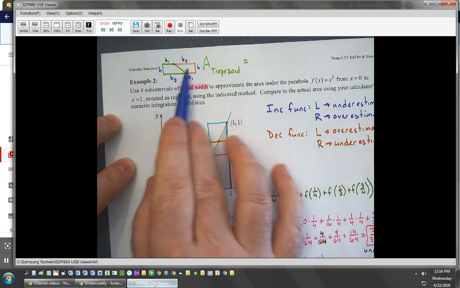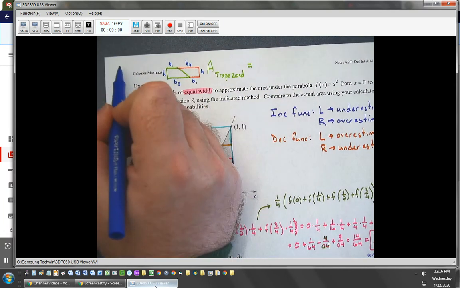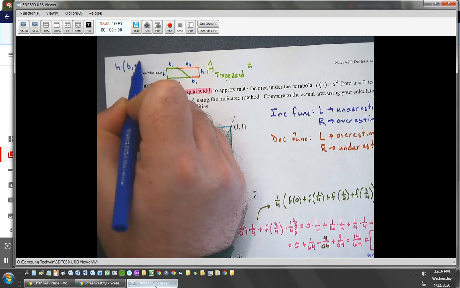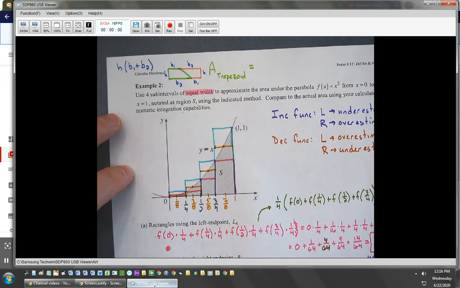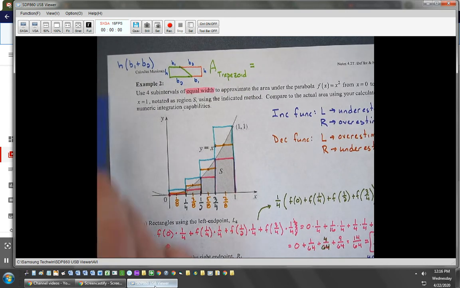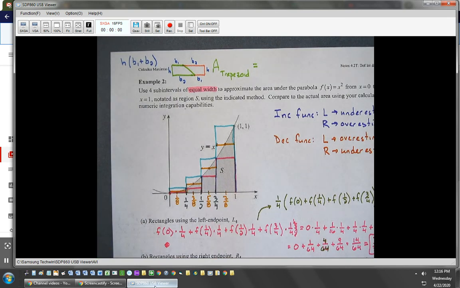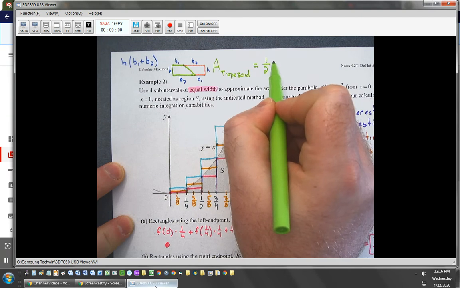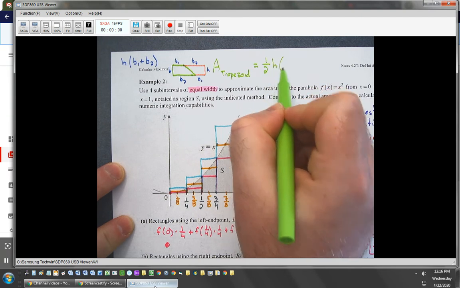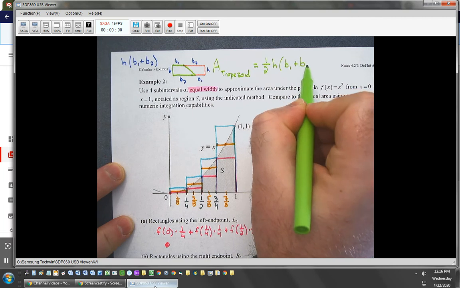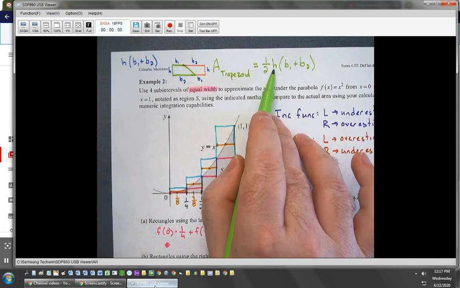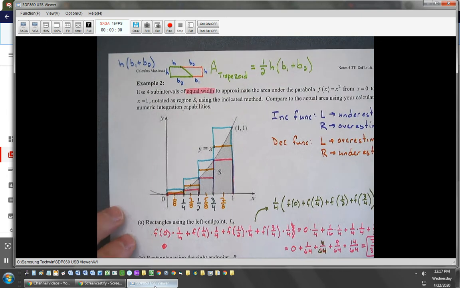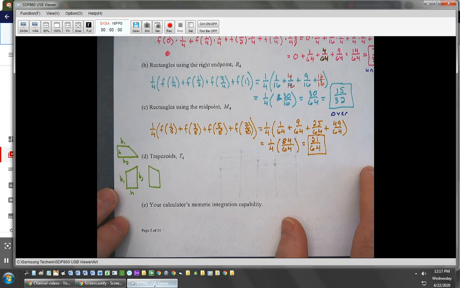So if I said calculate the area of this rectangle, your area would be height times base 1 plus base 2. The problem is we don't want the full rectangle. We want half of that. So we literally take this formula for the rectangle and cut it in half. So the trapezoid area formula is 1/2 height times base 1 plus base 2. If you want to call these height 1 and height 2, whatever. You do you.